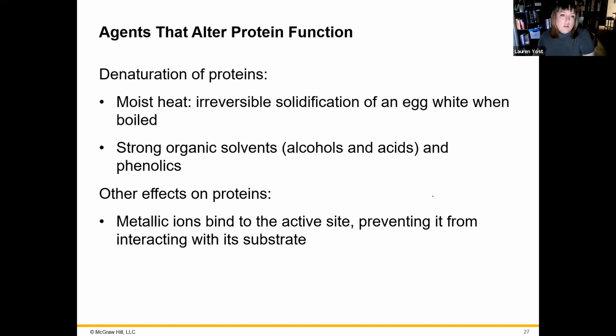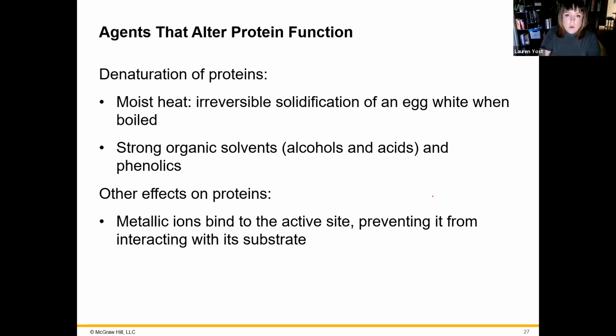The best way to do this often is the use of moist heat. So this is going to cause irreversible denaturation of the proteins. And that's what you see happening when you cook an egg. So when you cook eggs and you get them hard boiled, or if you are cooking them on stovetop, doesn't matter.